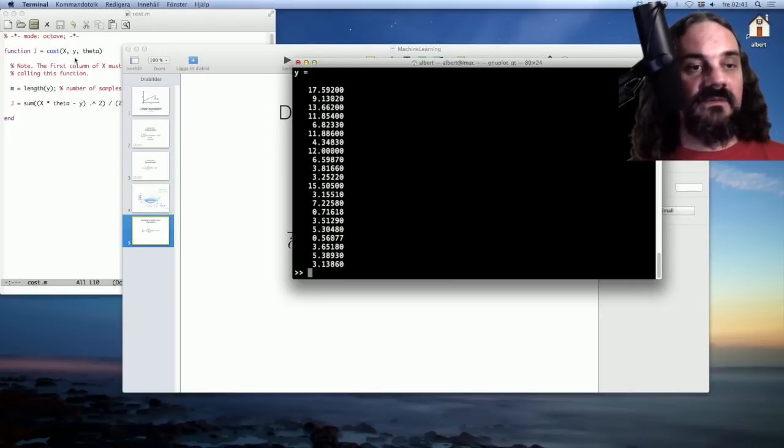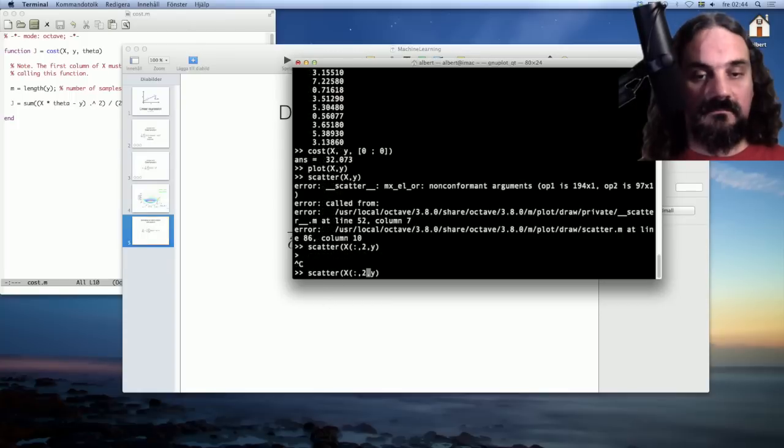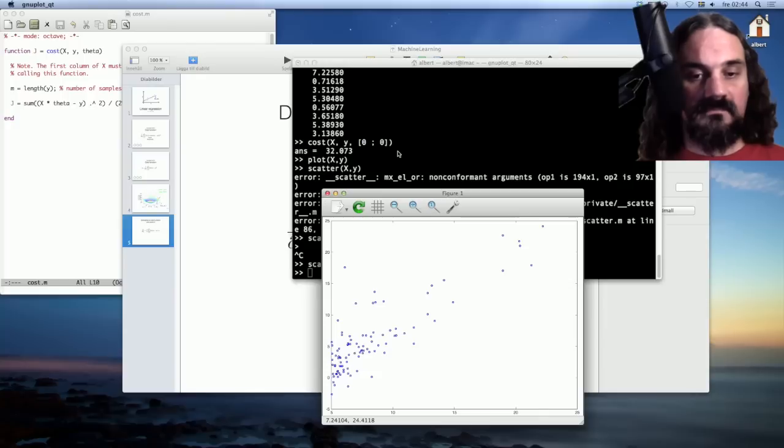Okay, what do we need? X, y, and theta is the guess. It's the guess for the intercept term and the slope. So let's just call cost with x, y, and a vector. Let's just guess 0, 0. So the cost is 32 here. Let's guess -1 for the intercept term and the slope 1.